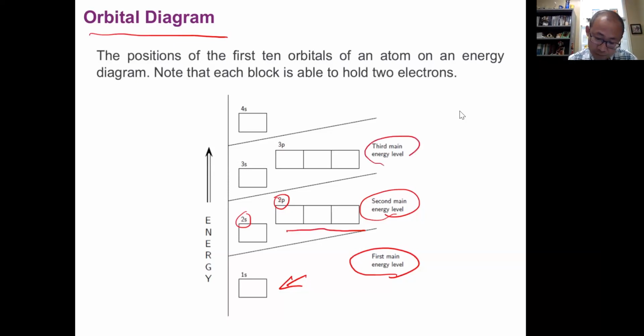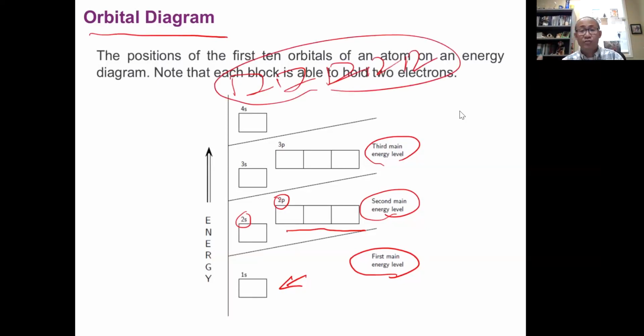The third shell, we have 3 subshells, 3s, 3p, and also 3d. Someone may ask, why don't you show 3d? 3d is in fact higher in energy, above 4s. That's why 3d is over here. We only showed part of it, but we will show that later. But this is how the orbitals are arranged in the order of increasing energy.